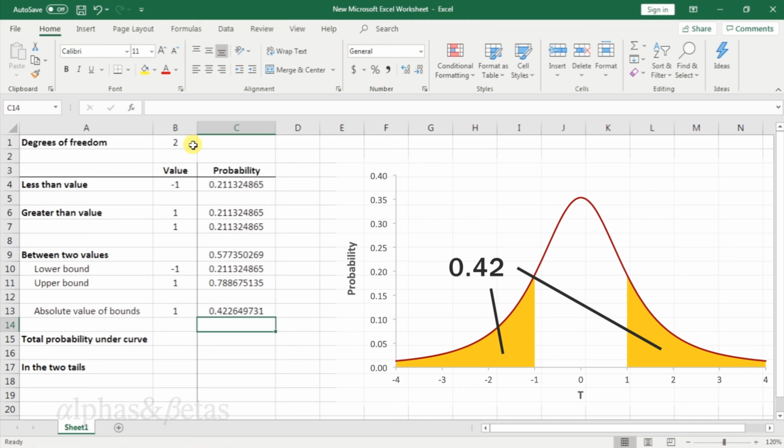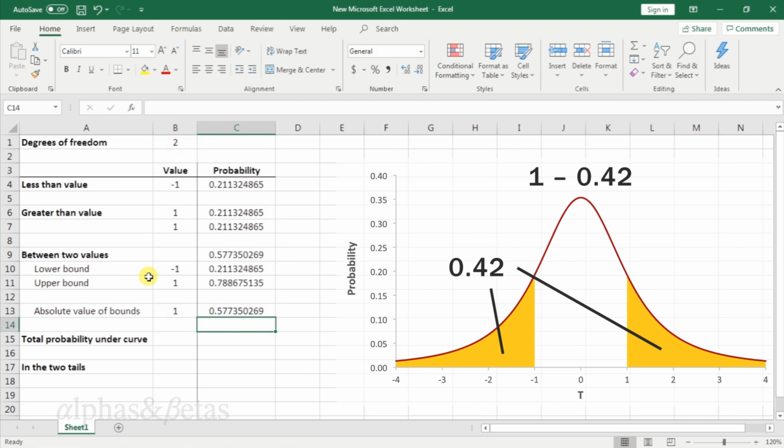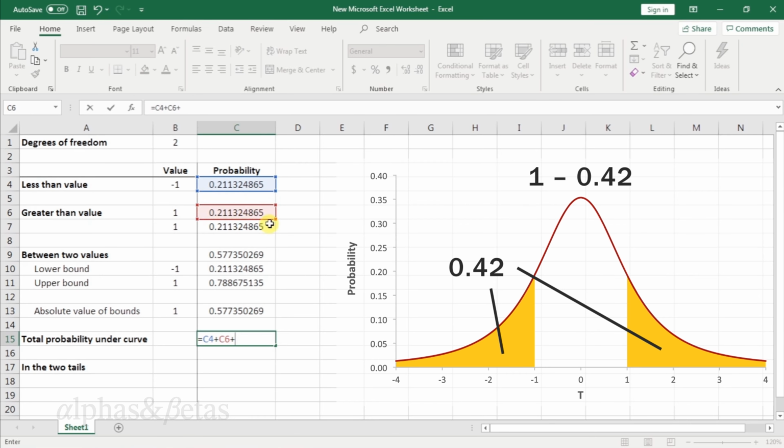However, the total probability under the curve is 1. So to get the probability of getting a value between -1 and 1, calculate 1 minus the probability of getting a value less than -1 or greater than 1. The updated output tells you that the probability is 0.58, which is the same as under the first method. A sense check tells you that this is correct because the total probability under the distribution is 1, and the sum of the probability below -1, the probability above 1, and the probability between -1 and 1 is indeed 1.